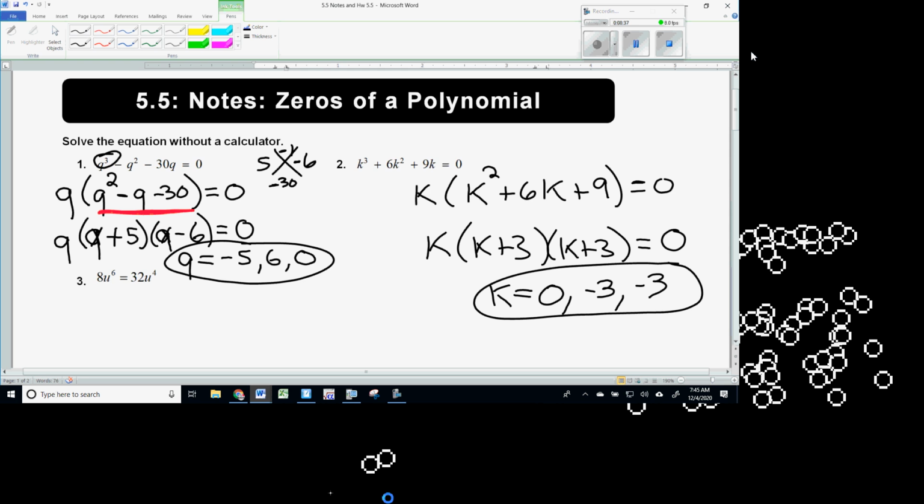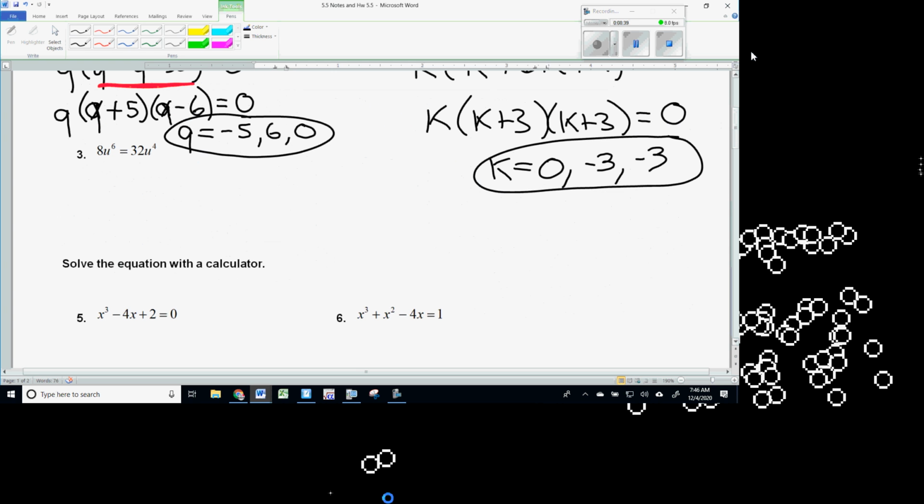Let's do the next one here. Then we'll come down here with the calculator. So here, remember, to do these problems, they always have to be equal to what? 0. So my first step here is to set it equal to 0. They always, always, always have to be equal to 0.